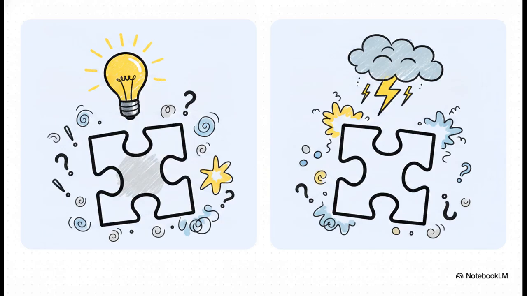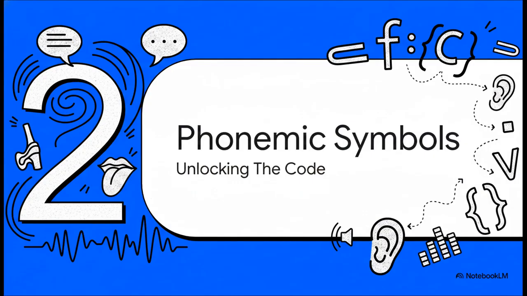And you know, it happens the other way around too. Take ration and machine. The sh sound is the exact same in both, but it's spelled T-I-O-N in the first word and CH in the second. It is, quite honestly, pure spelling chaos. Which brings us to part 2, unlocking phonemic symbols.